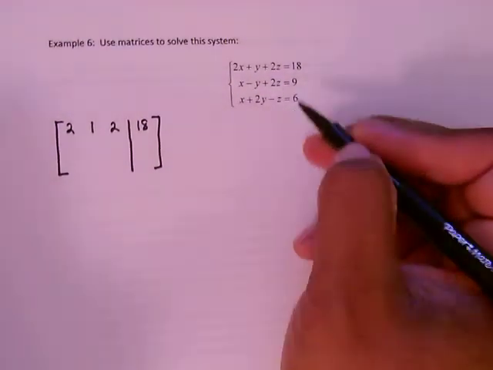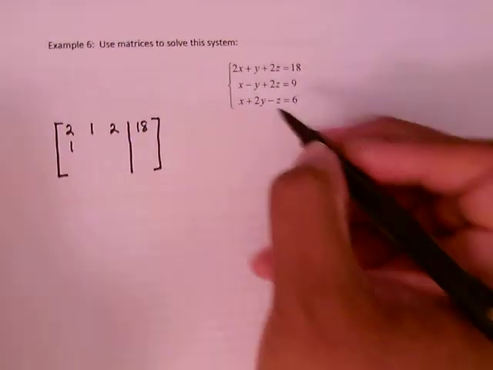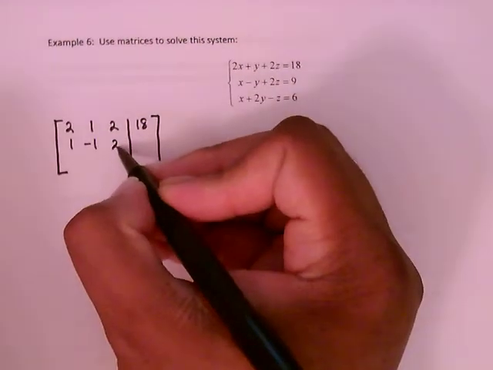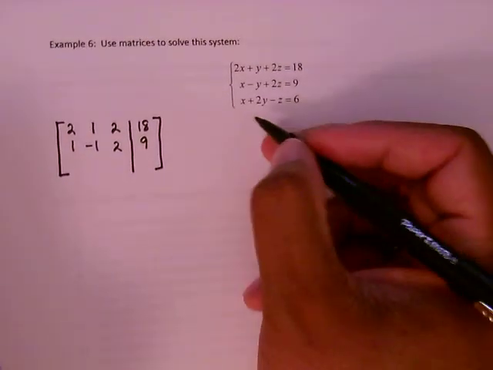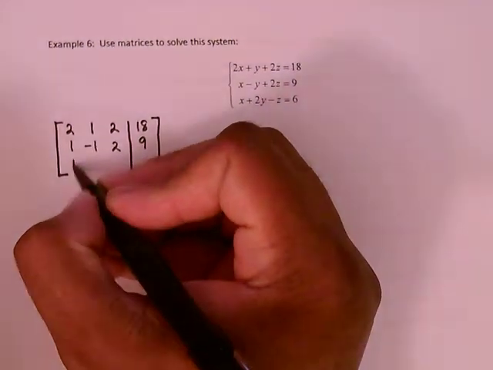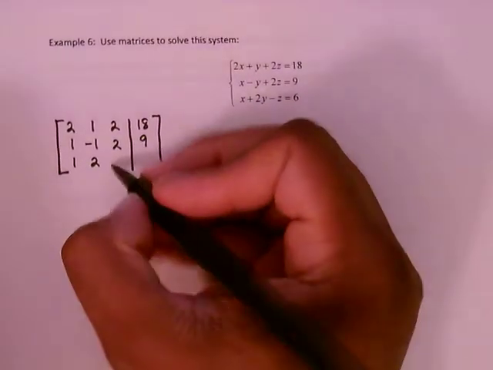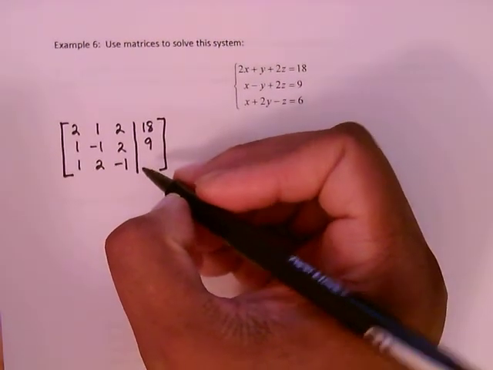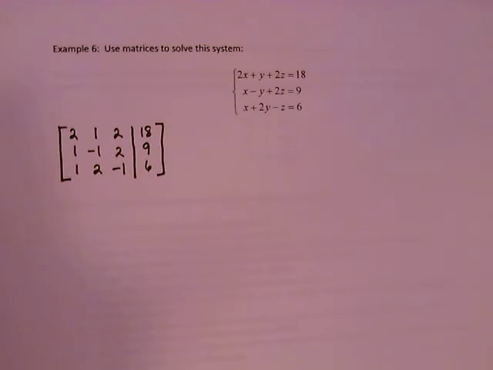The second row, x minus y plus 2z is equal to 9. That x has the coefficient of 1. This y has the coefficient of negative 1. The z has the coefficient of 2. And then the 9 is the constant term. And then the final equation, x plus 2y minus z is equal to 6. The coefficient of x, again, that's 1. For the y, its coefficient is 2. The z is negative 1 for its coefficient. And 6 is your constant term. Okay.